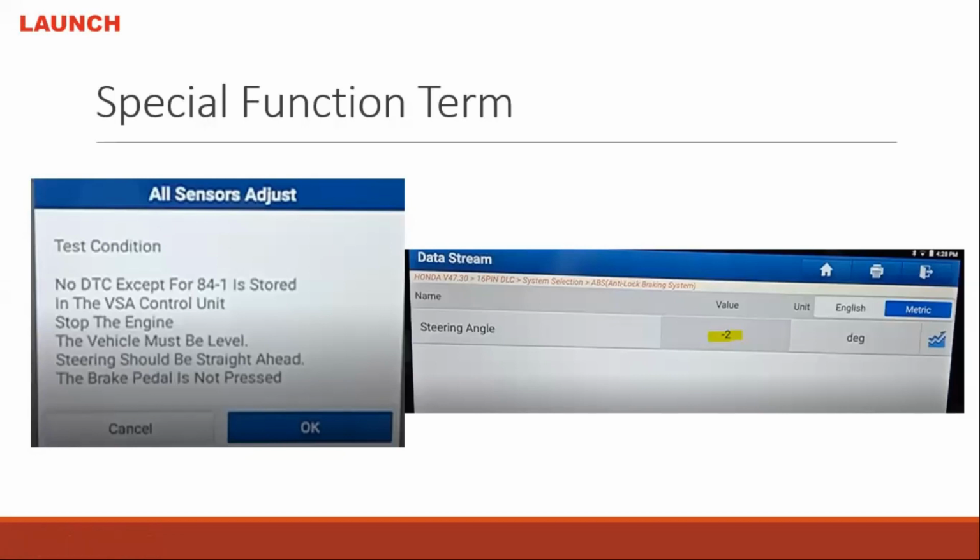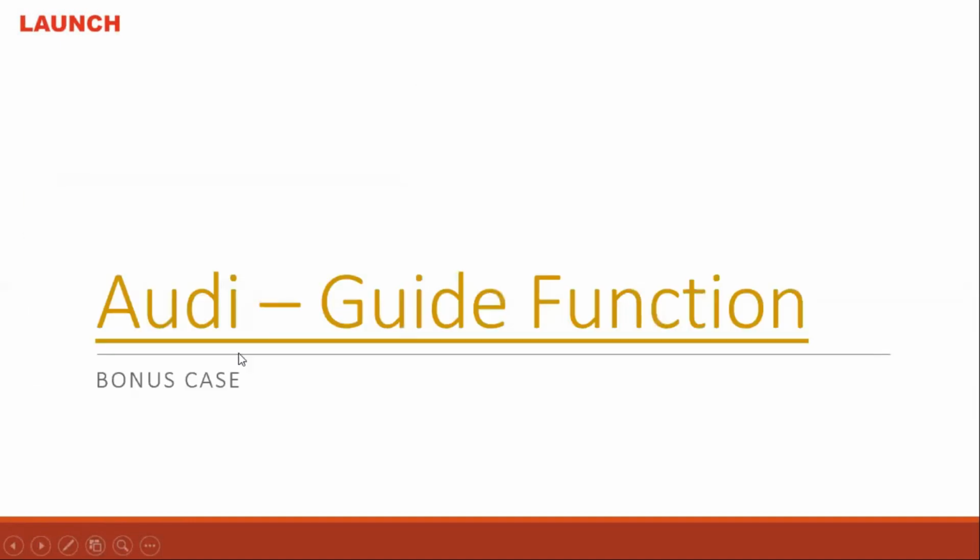The G sensor is the most important thing for this EVSA system, the ABS system. So this is the key point here. Steering should be straight ahead. It's okay if you are at negative two; the tolerance is 5. So in this function, the most important thing is that the vehicle must be level on a flat road.